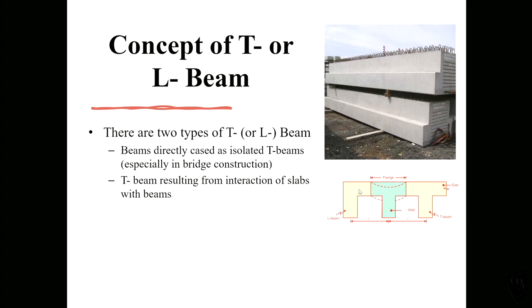So at some places between these two points, you will have zero moment. So the width of the flange is determined based on the bending moment diagram. At the end of the flange, the moment will be zero. So that's why they decided. Depending on the location of the beam, it can be an L beam or T beam.